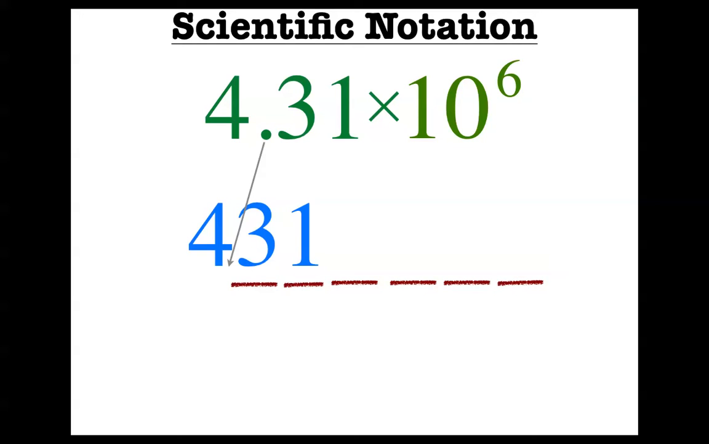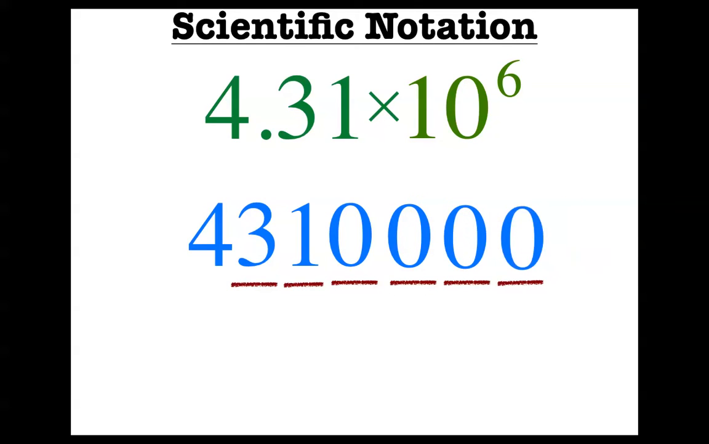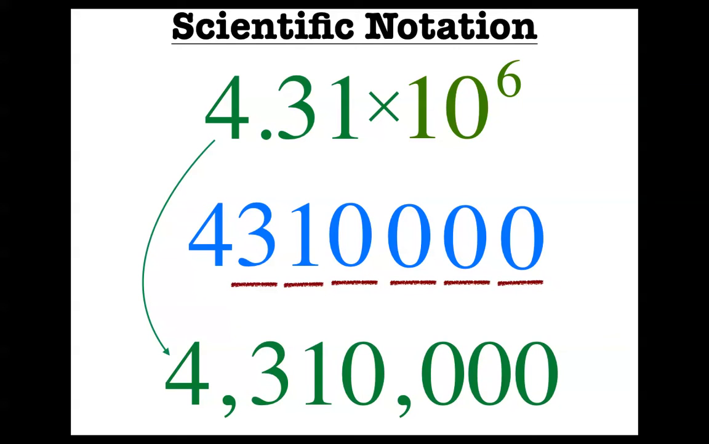What do we do with those blank spots? We put zeros in them, right? So 4.31 times 10 to the 6th power in standard notation is 4,310,000. Okay, notice the decimal moved 6 times because of the 6 exponent.